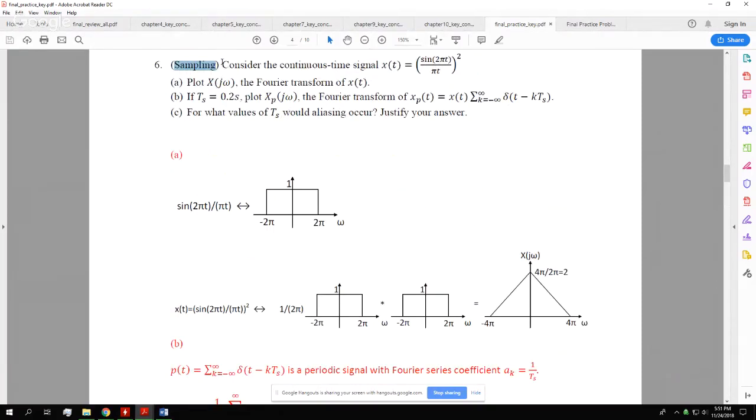So the question is, consider a continuous time signal x of t, and x of t is sine of 2 pi t over pi t squared. So basically we have two sine functions squared. So the first thing it wants us to do is plot x of j omega. It wants us to take the transform of this and then plot it.